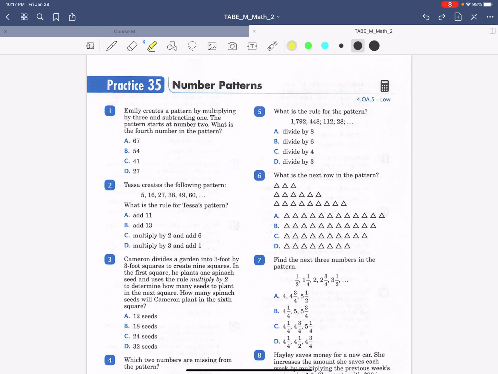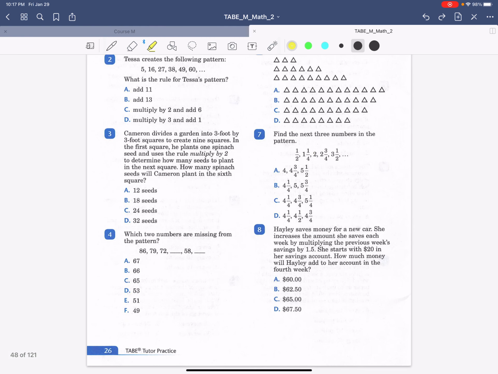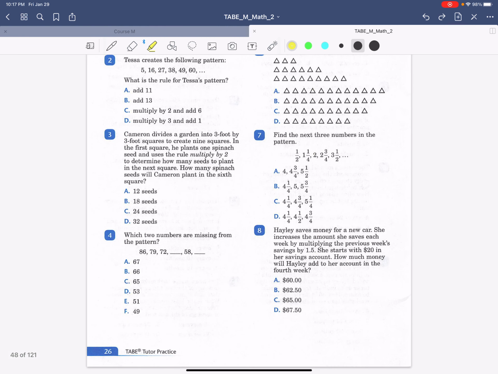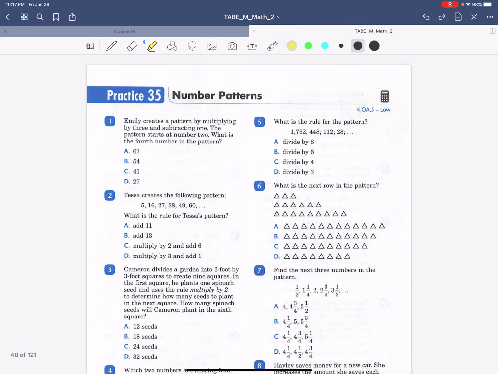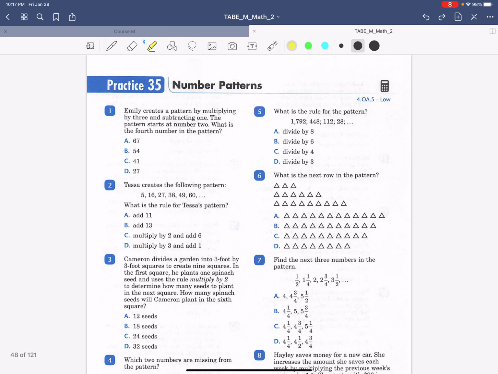This one may be a little bit long, but there are lots of good math skills to be had in this video. So if you turn with me to page 26 in your TABE Tutor Practice Math book, and you may use a calculator on this one, so have your calculator handy, and I will do the same. I'm getting mine ready to go. Let's take a look at number 1.